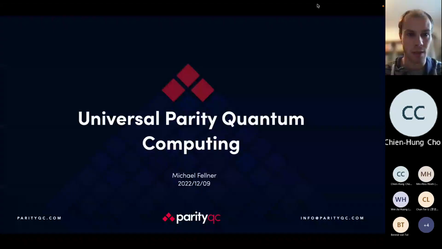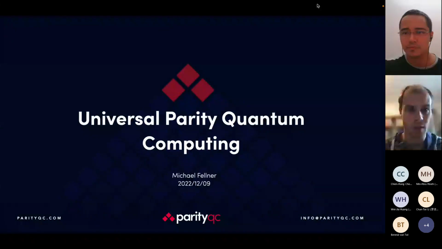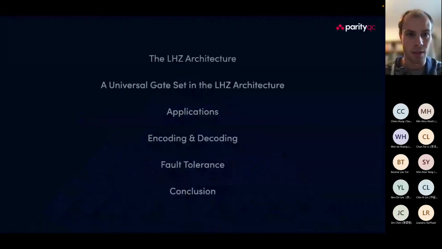Recent research on universal parity quantum computing. And in the scope of that, I will first of all go into what the LHZ architecture is. This forms the basis of this whole project. Then I will elaborate on how we found the universal gate sets in that architecture, present applications of it.